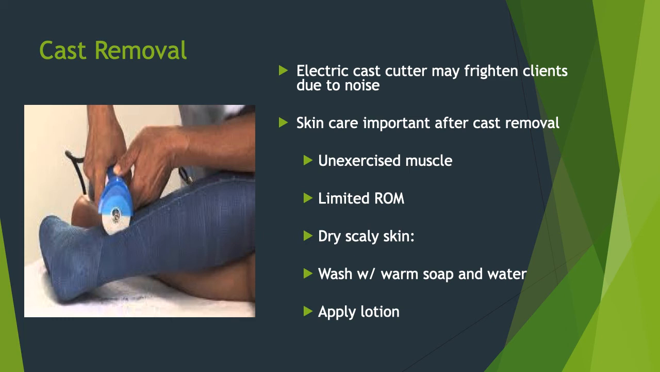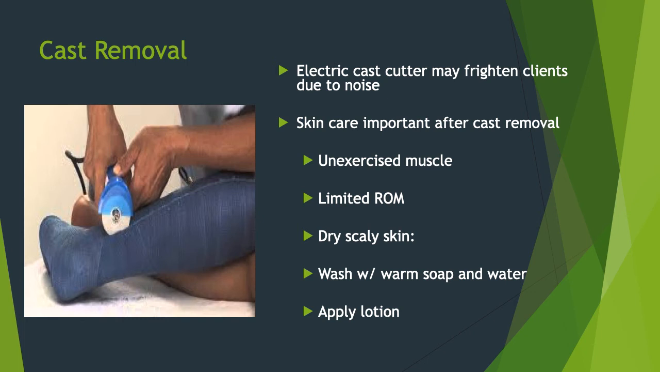Whenever the cast comes off, you're going to see unexercised muscle there. That skin, that muscle may be a little bit fragile, may look smaller than the other one. You're going to have some limited range of motion with that extremity as well. That skin's going to be dry and scaly. You're just going to wash it with some warm soapy water and apply a lot of moisturizer, a lot of lotion to that. Like I said, unexercised muscles usually appear smaller and weaker.